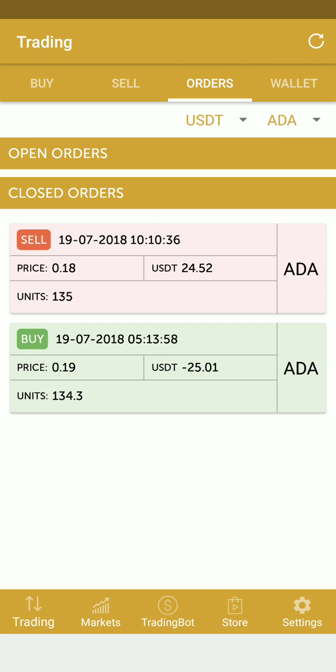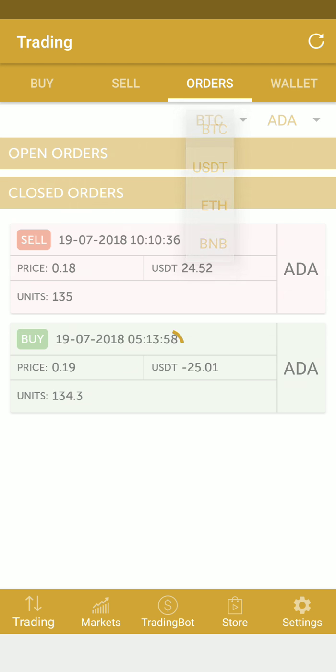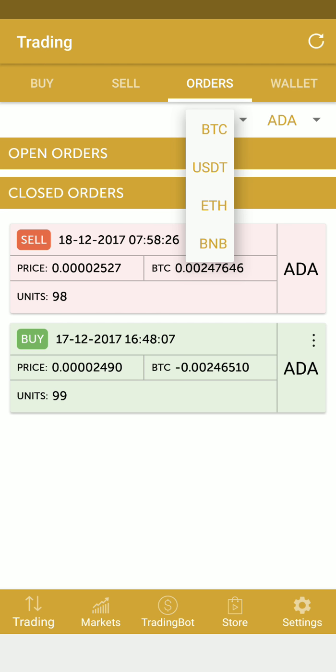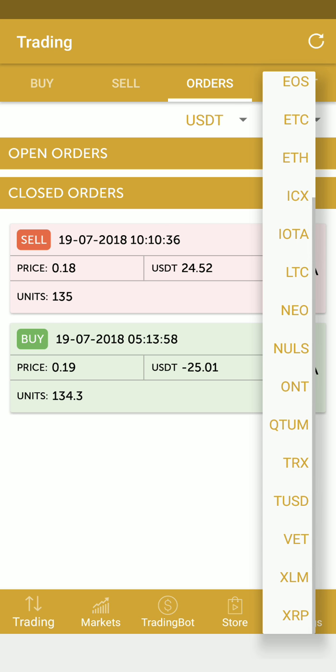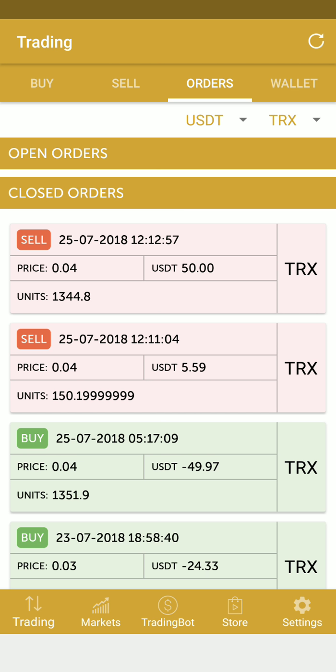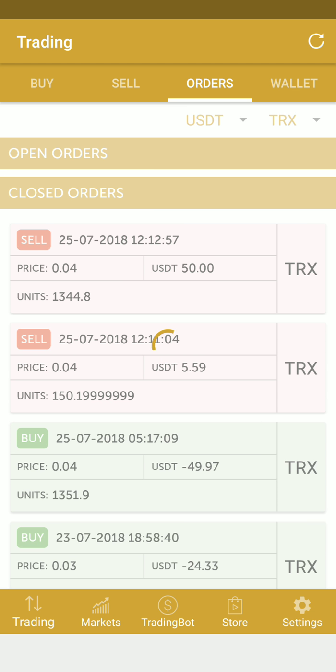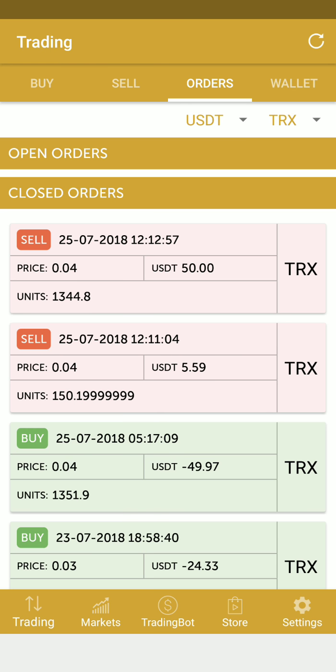Here it will show orders. Apparently, I bought and sold some ADA open orders. And again, you can change this to USD, BTC, Ethereum, Binance. This is your coin. So you can do Tron, and then your wallet. I'm not going to show you my wallet. So that's the trading down here, bottom left.